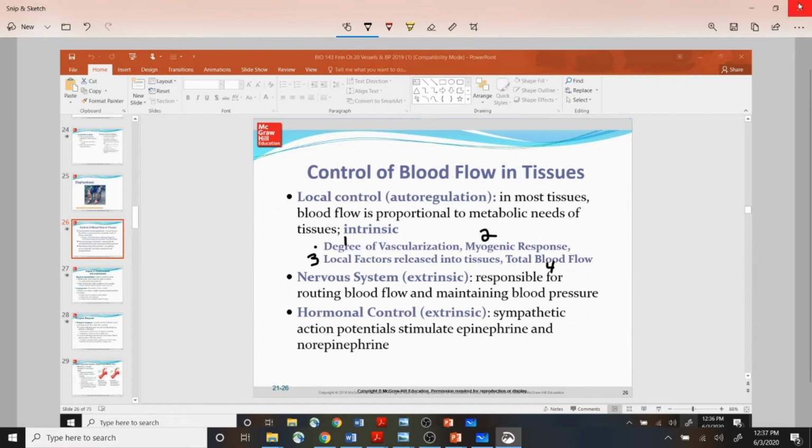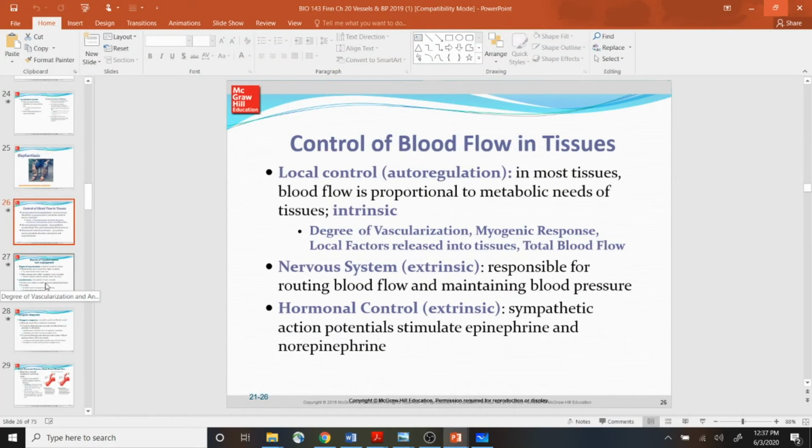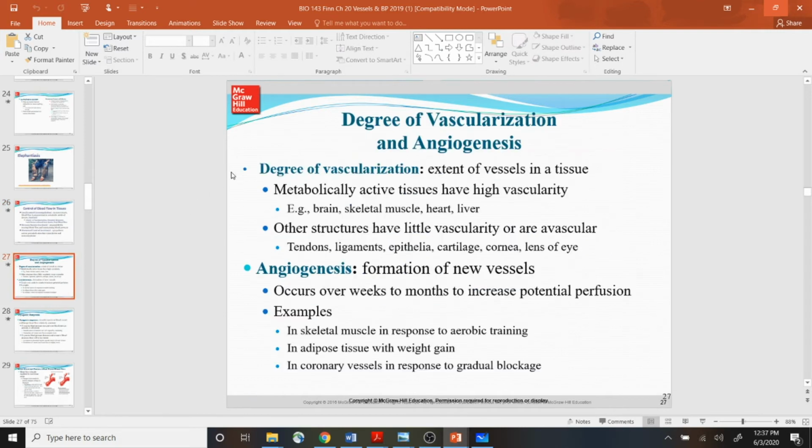So let's look at these. So these are our 4 local control factors. So here's the first one, degree of vascularization. Now, locally, obviously, more metabolically active tissues like the brain, skeletal muscle, heart, and liver are going to have high vascularity, more blood vessels. Whereas your tendons, your ligaments, your epithelial, like if you have torn your cartilage, you know it takes a little time to repair if you don't have surgical repair because there's not as much vascularization there.